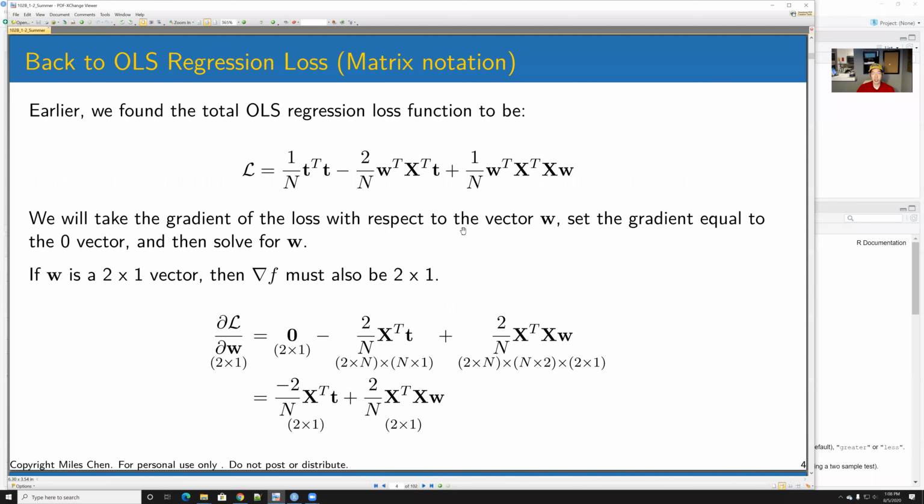And we're going to just apply that to our loss function. Okay, so we've got all of these scalar values. So if I say, what's the gradient of t transpose t with respect to w? Well, there's no w in there, so it's just going to be 0, okay, right?